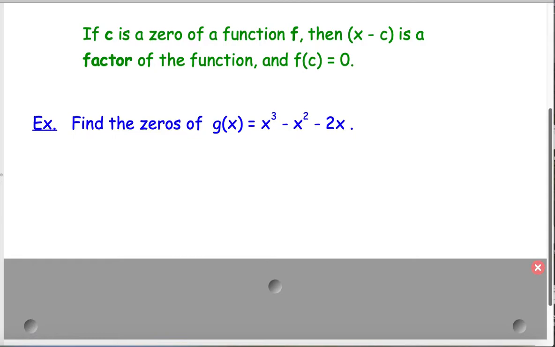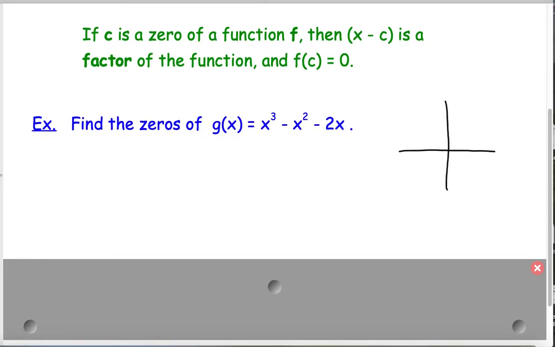Find the zeros of g of x. All right, so I want to know, let's give you a visual. I'm looking for the x-intercepts. Well, what are the coordinates of any point on the x-axis? It's always going to be something comma 0. So the y value is 0. So my function value is 0. So essentially when I say find the zeros, I'm asking you to solve this.